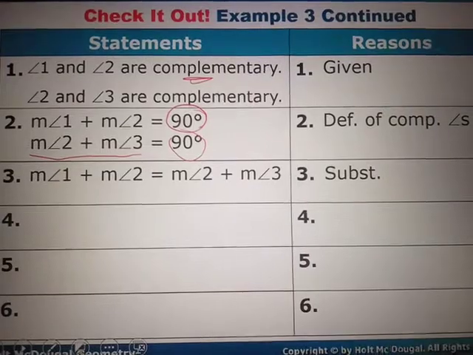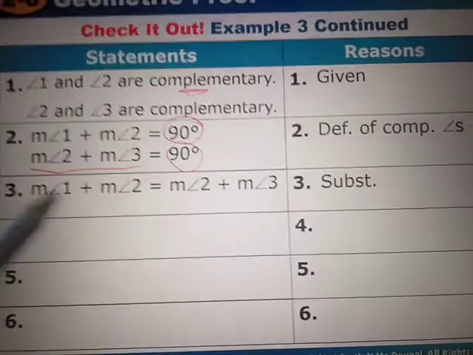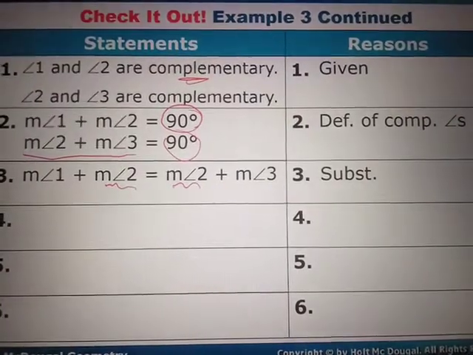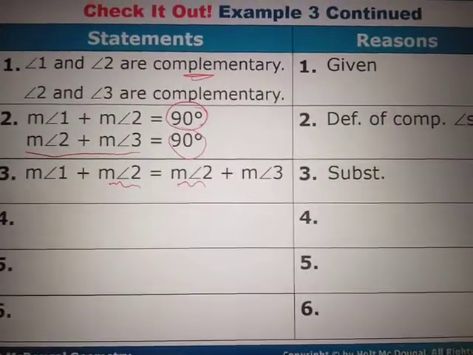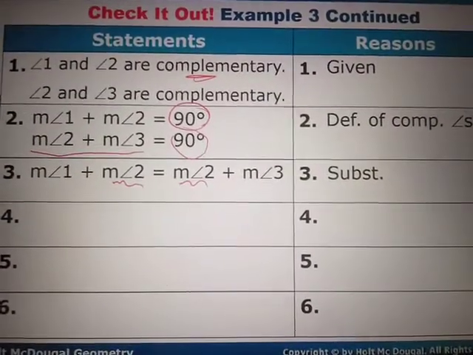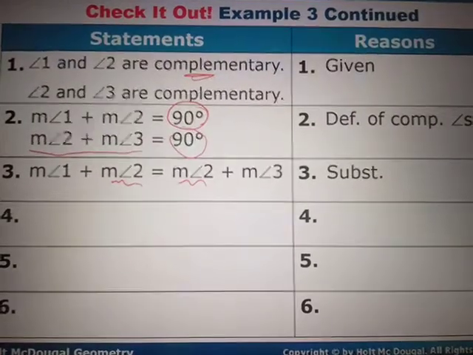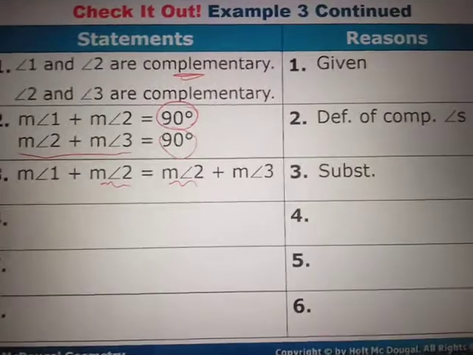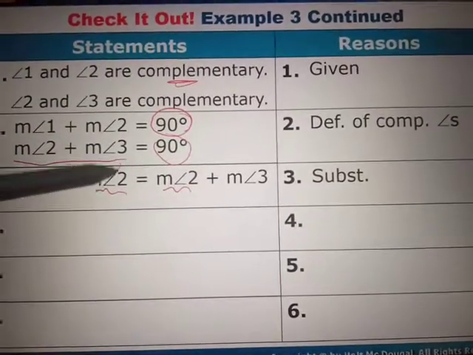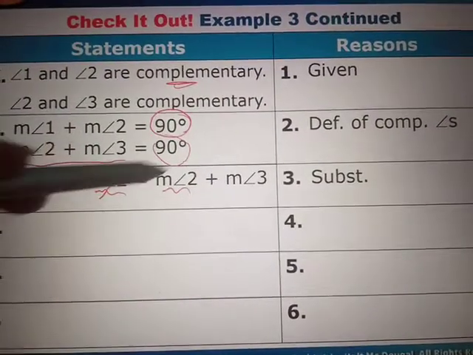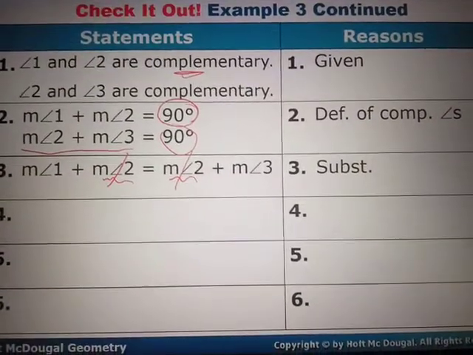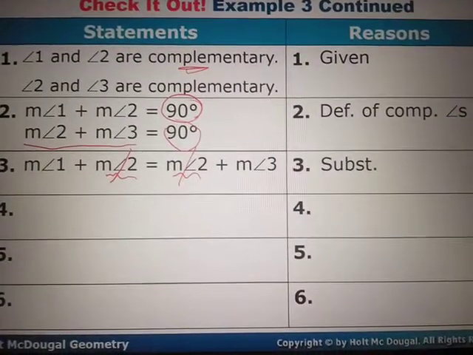It's substitution. Okay. Concentrate. Here we have measure angle 2 and here also in the second side we have measure angle 2. And of course measure angle 2 equal measure angle 2, from where? It's a reflexive property of equality. They are same, so we can subtract both of them from both of sides. So what is the result? Measure angle 1 equal measure angle 3.